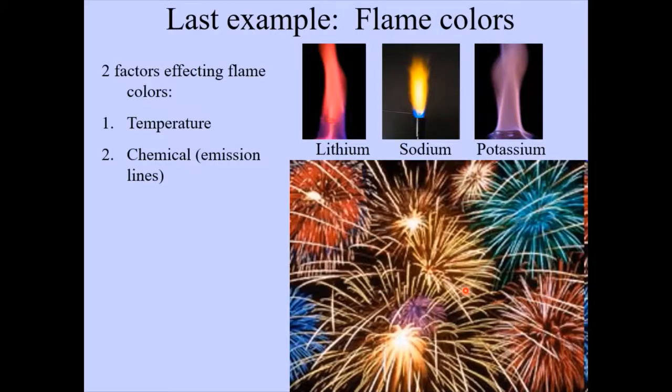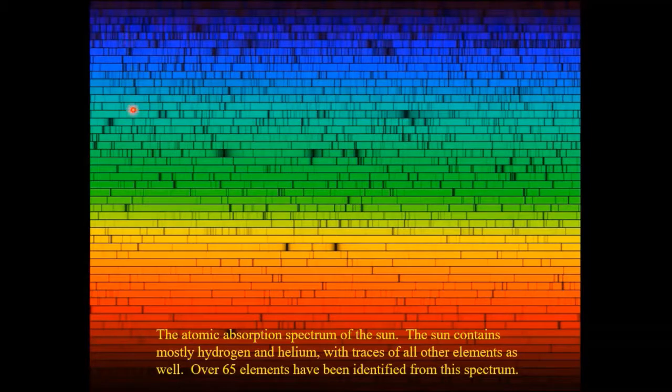And by the way, the colors that you see in fireworks are also due to different chemical emission lines. This is an interesting image here. This is the spectrum of our sun. And the spectrum is so rich with information and different spectral lines that what they've done here is they've cut it into a bunch of stripes.